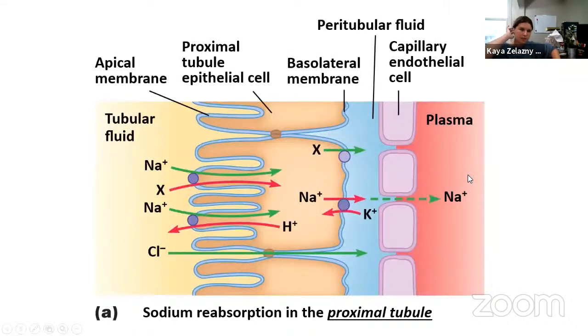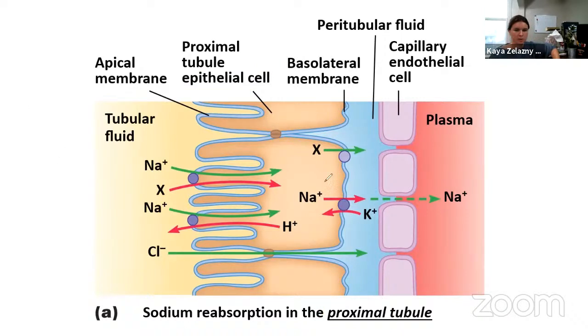So here's a picture of what's happening in the proximal tubule. In the proximal tubule, just because we haven't talked about the cell types in a while, we're looking at an epithelial cell. That's a slightly different type of cell than the principal cell. The epithelial cells are what we're focused on in the proximal tubule. The principal cells are more what we're focused on in the distal tubules and in the collecting duct.